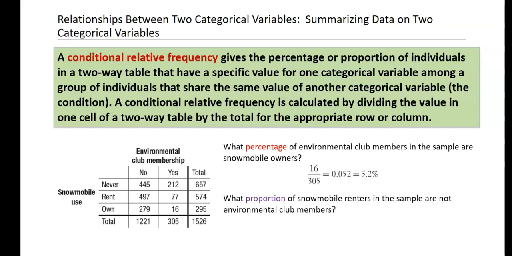Or what proportion of the snowmobile renters? So we only care about the renters now. So see the renting row. There's 574 people total. That's my denominator. Are not environmental club members. There's 497 of those guys.